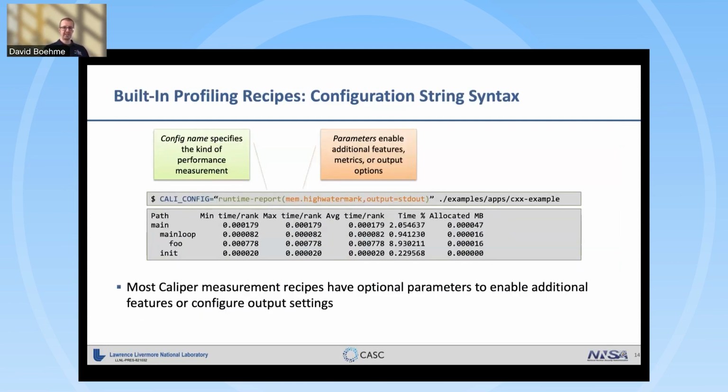Most of the recipes can actually be augmented with additional parameters, and these parameters can then enable more metrics or change output features. In the example here, we are enabling another metric, the memory high watermark, which gives us the maximum amount of memory that was allocated with malloc in every instrumented region. And we're also redirecting output to standard out. There are a lot of these options available, and you can find out which ones there are with this cali-query command.